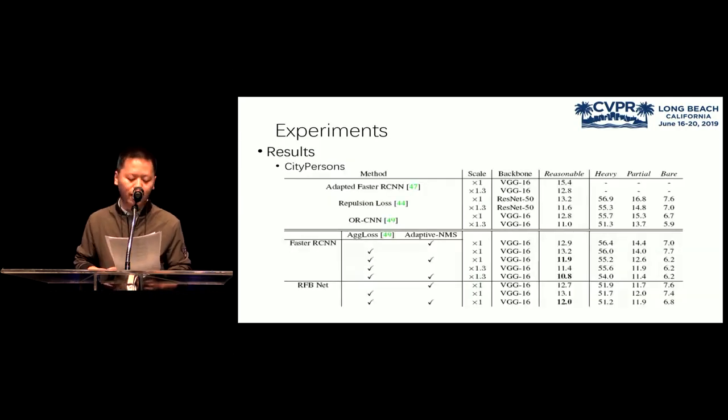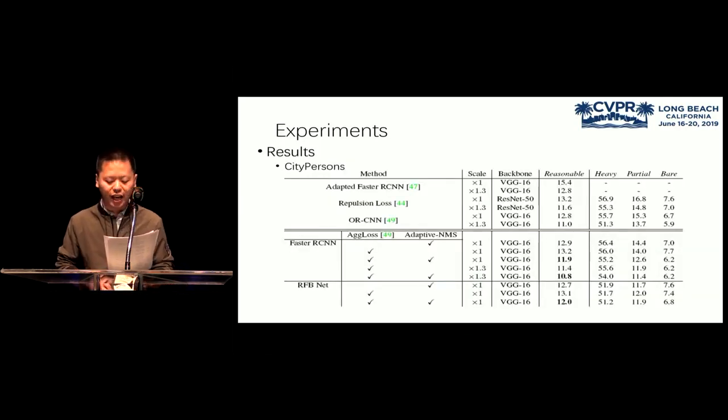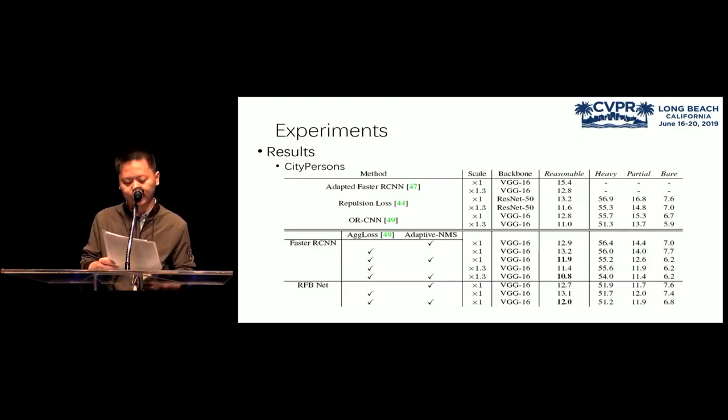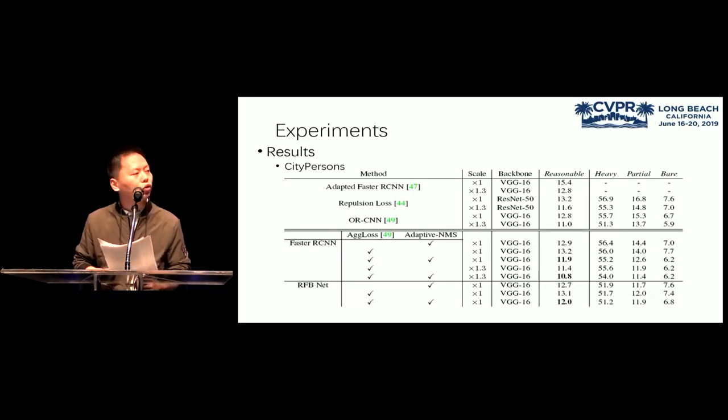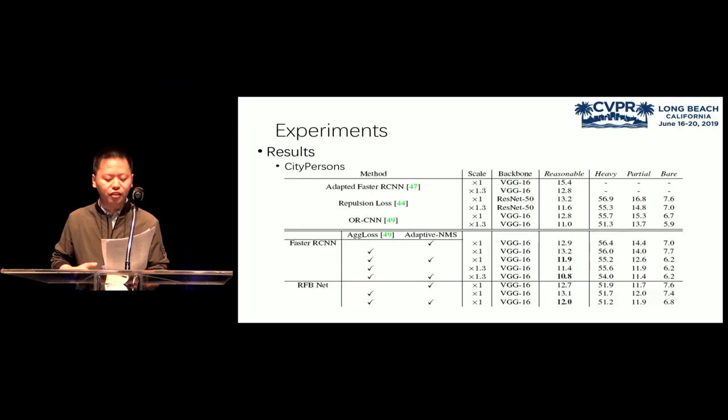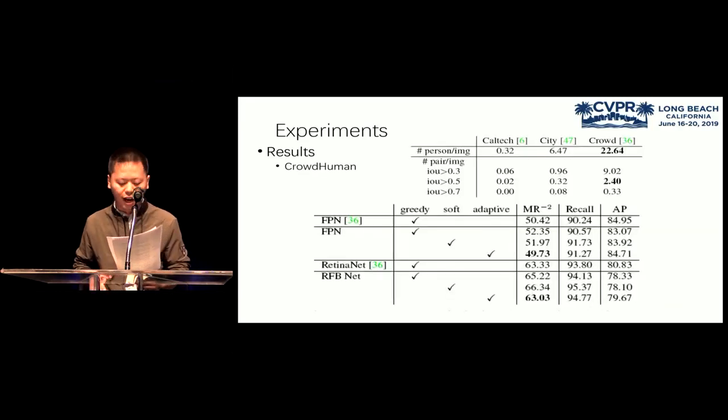So here are our final results compared to other state-of-the-art on the CityPersons validation set. When we add AGG loss, it further improves the performance of adaptive NMS for both detectors. We also report the result on another more crowded dataset, CrowdHuman, which has an average of 2.4 people per image with density greater than 0.5. And adaptive NMS consistently achieves better results for both detectors.